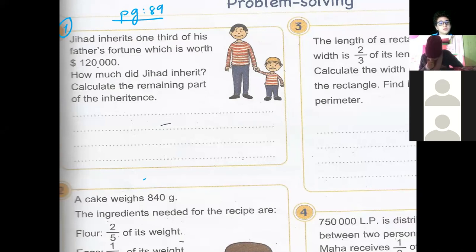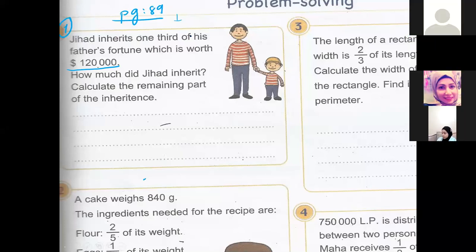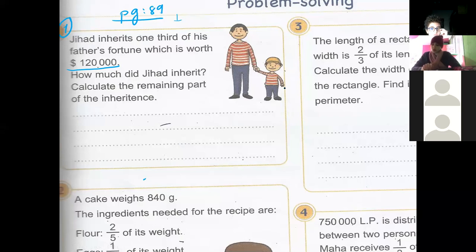This amount is how much? $120,000. Excellent. How much did Jihad inherit? One third. What do I mean by one third? One over three. Excellent. So one third means 1/3 of this amount.